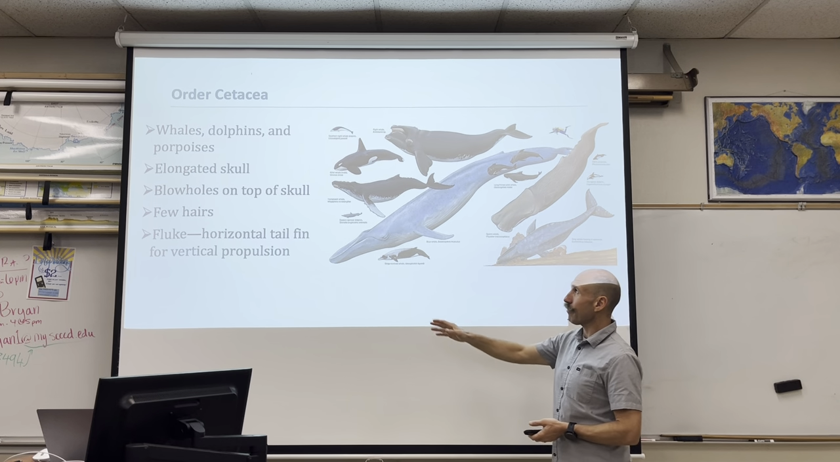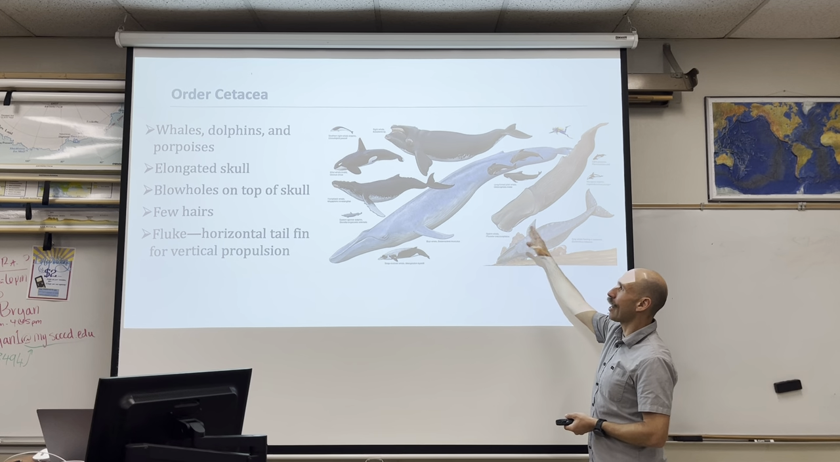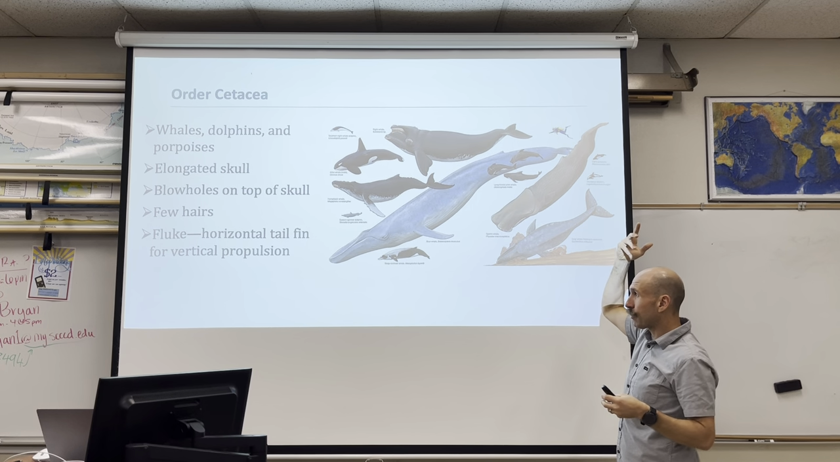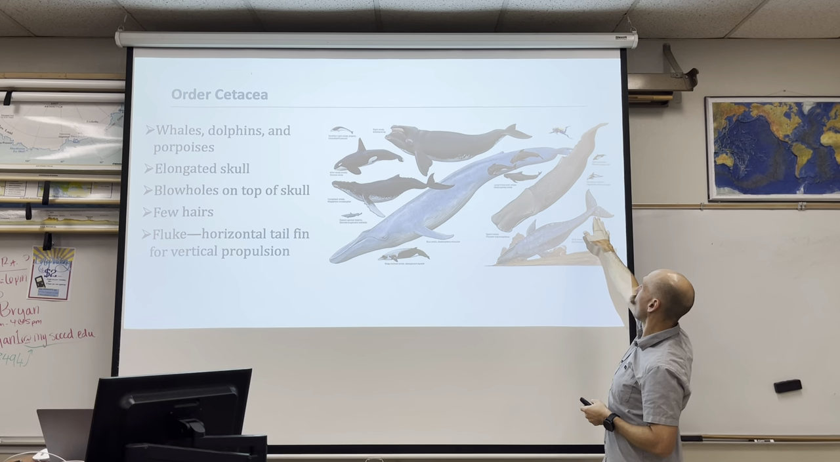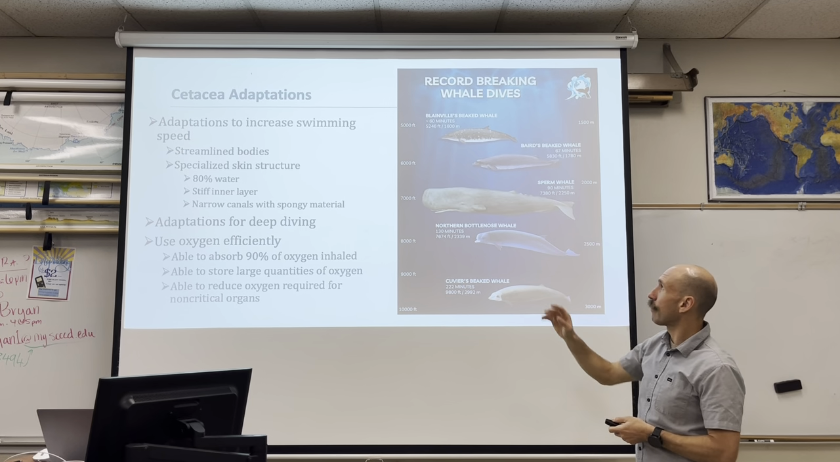Cetacea. Whales, dolphins, porpoises, a whole lot of them. Not much hair on these. They've got big elongated skulls, blow holes on the top so that they can breathe. A fluke, which is their horizontal tail fin, which they use for vertical propulsion.